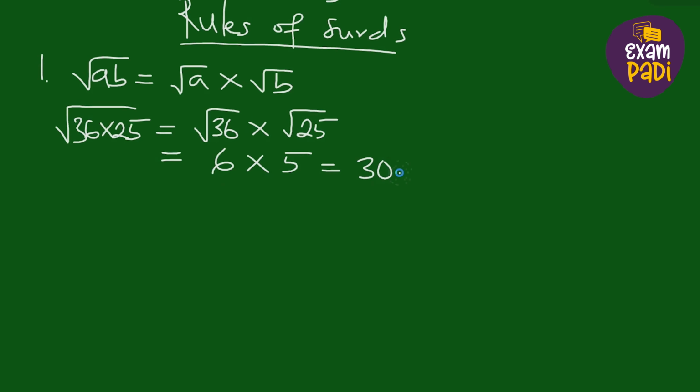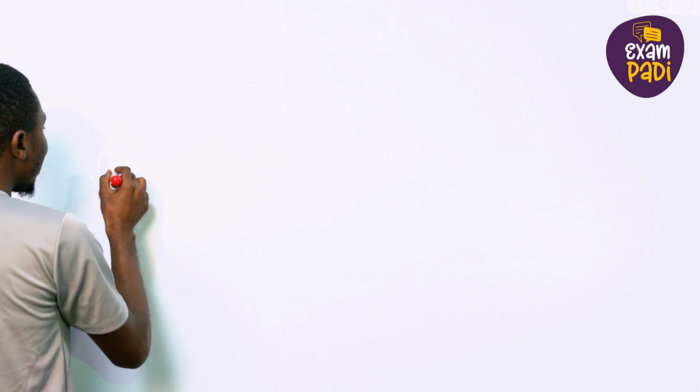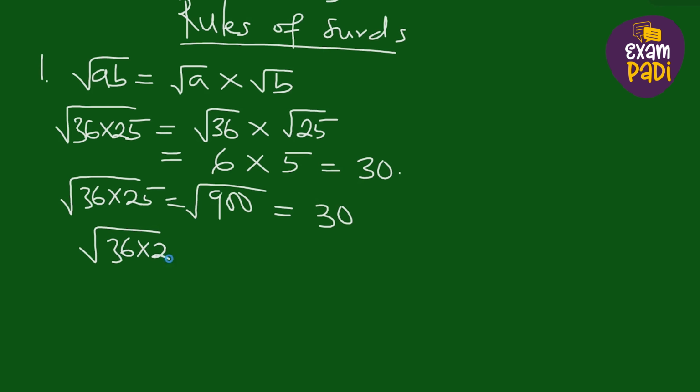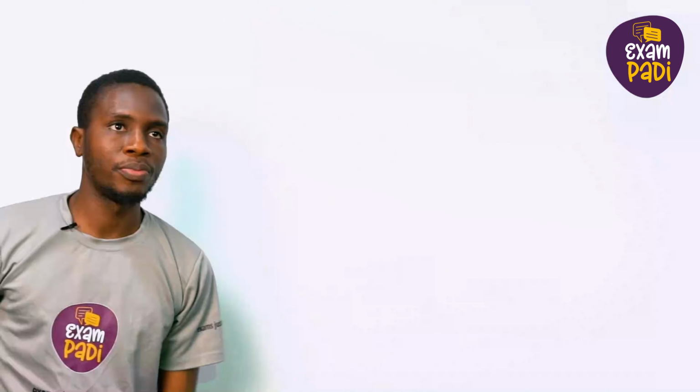We can also write this as root of 36 times 25. Root of 36 times 25 equals square root of 900. Square root of 900 would give us 30. The same answer but different rules, which means that square root of 36 times 25 is equal to root 36 times root 25.